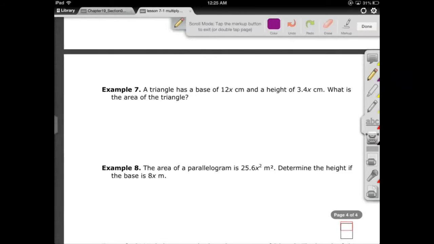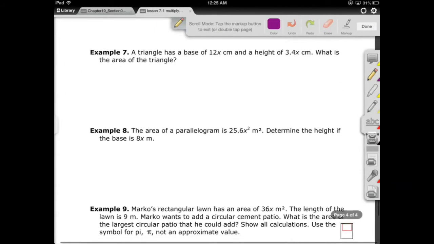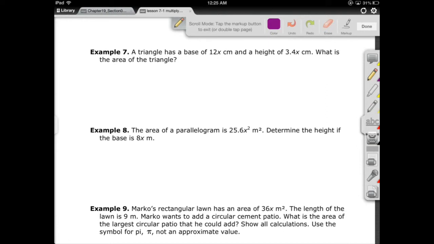All right. This is quite a lengthy lesson, but the nice thing is it's recorded. It's online. Let's say that you're given a word problem example of this. So a triangle has a base of 12x centimeters and a height of 3.4x centimeters.